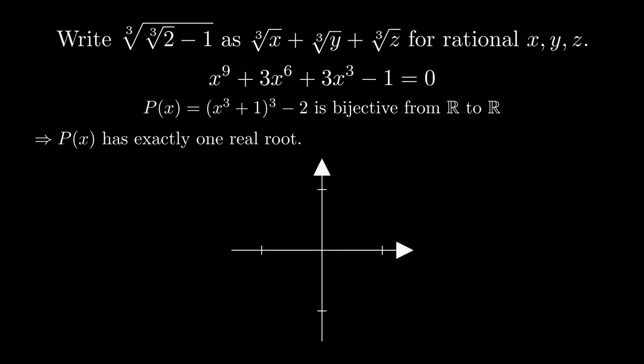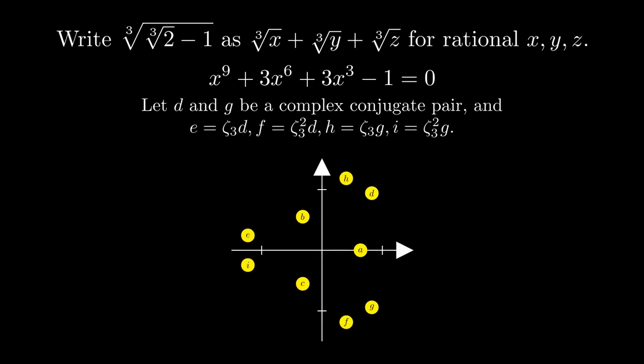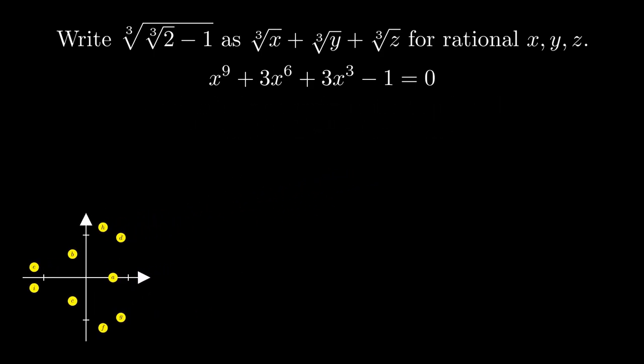Plotting it on the complex plane, we remember that it has 2 other roots that are zeta away from it. We call the real root a, and zeta a equals b, and zeta b equals c. Then the other 6 roots are a complex conjugate pair, d and g. We pick the furthest right pair, and their zeta conjugates e and f, and h and i, plotted here. What a nice, pleasing chart.